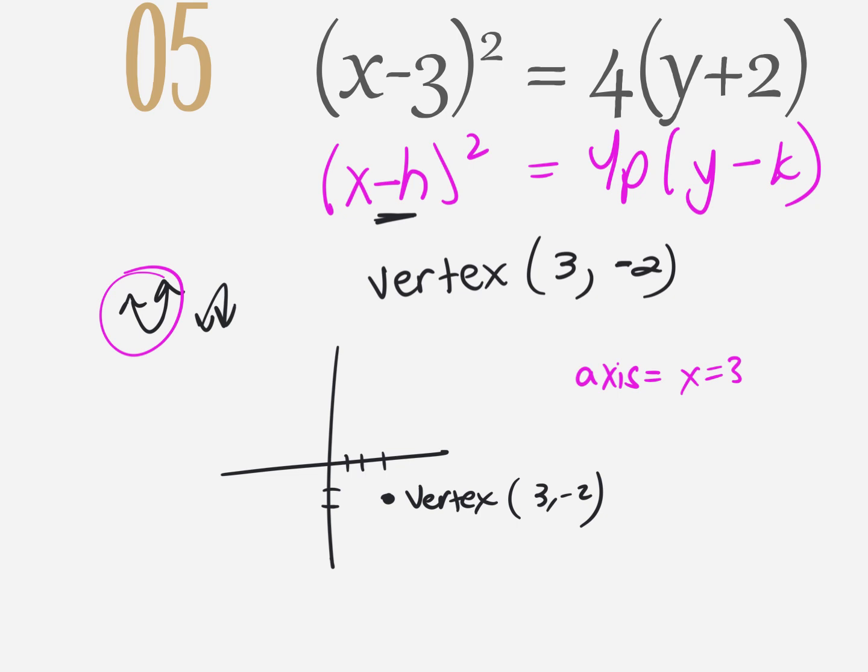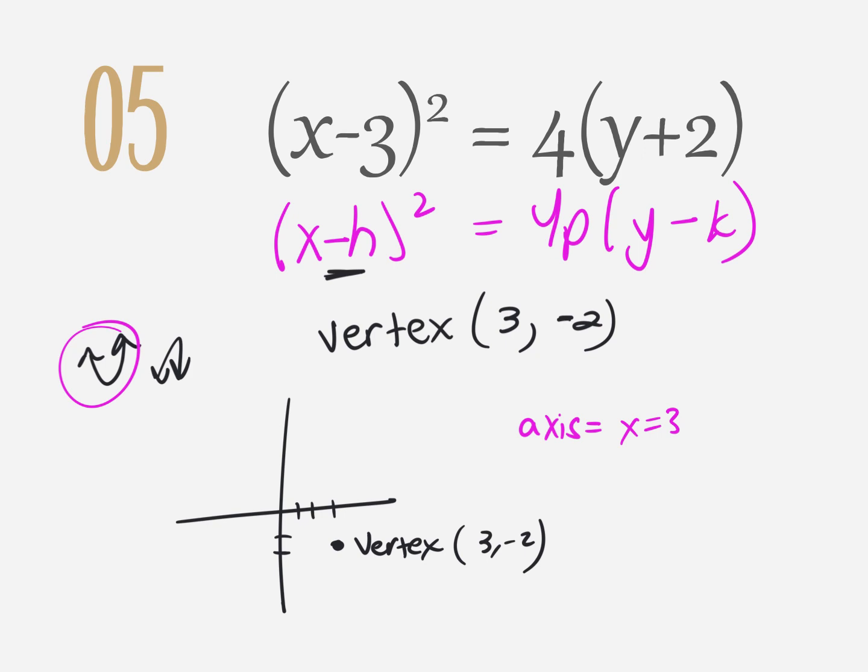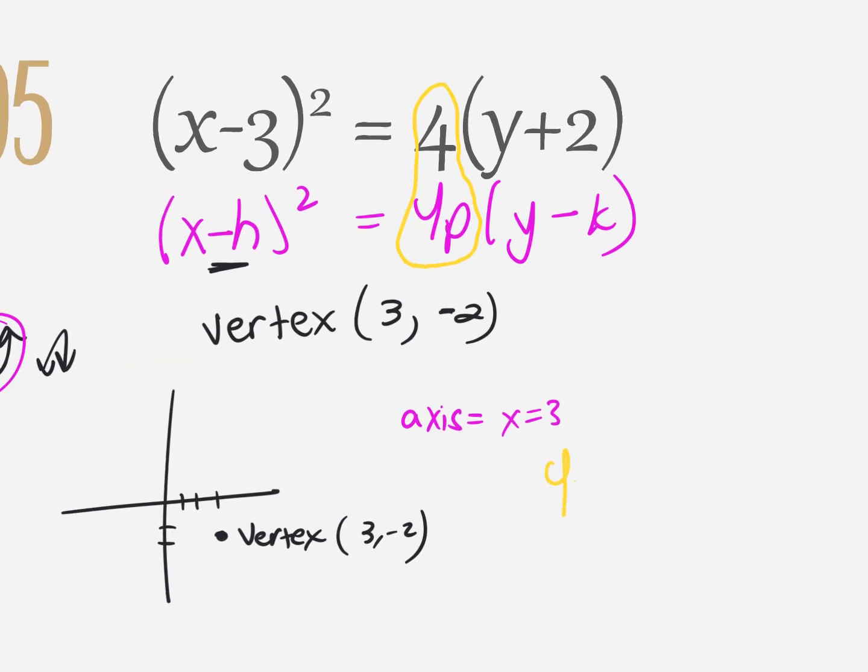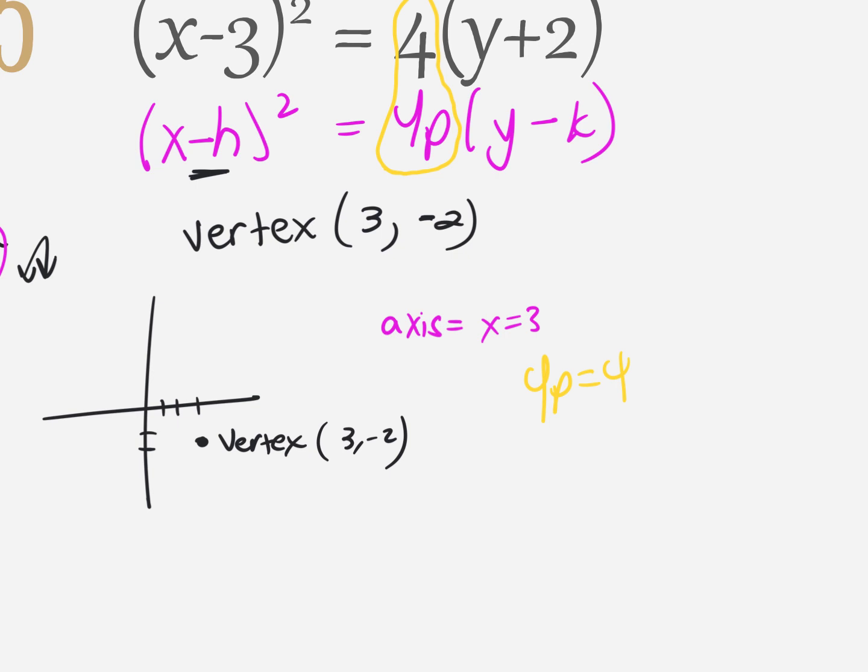Okay, think about this, guys. This is why I like to write the formula underneath. How do you find the P? What is 4P equal to? 4P is equal to 4. Whatever number's out in front, you set that equal to 4P. So 4P equals 4. Divide both sides by 4. So what does P equal? P equals 1. What does that tell you about the focus and the directrix?